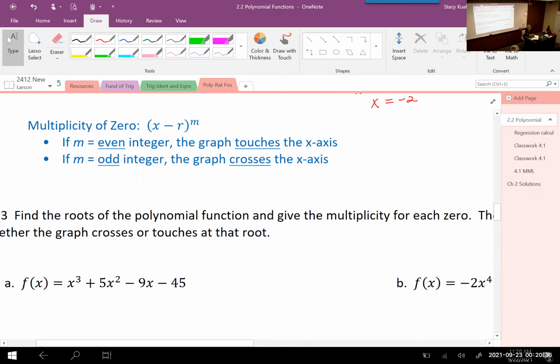So if I have a root that's raised to an exponent, that multiplicity tells me some information about what's happening at that root. The multiplicity has to do with the exponent on the root, okay? So in this case, we're talking about m. If m is even, then we touch the graph at that root. If m is odd, we cross the graph at that root, okay? Even we touch, odd we cross.